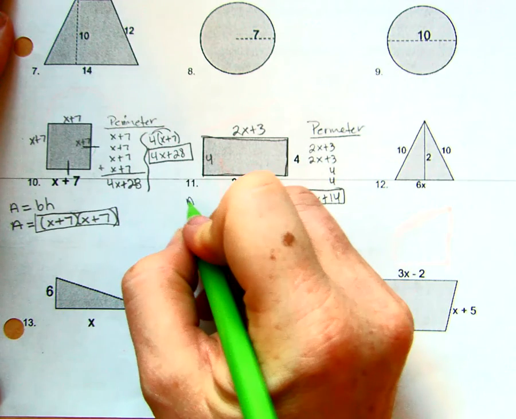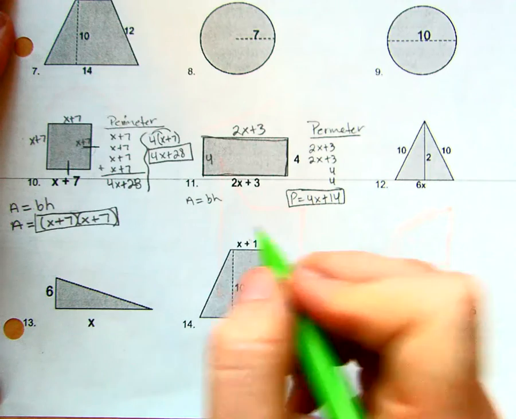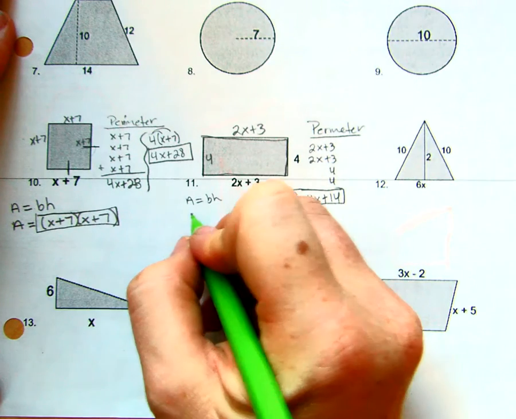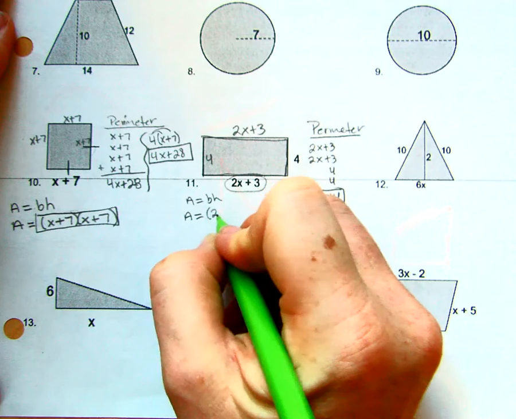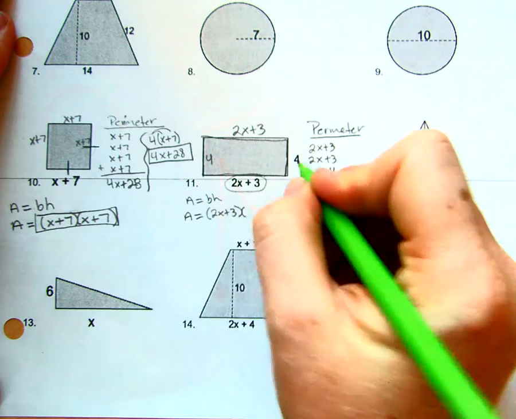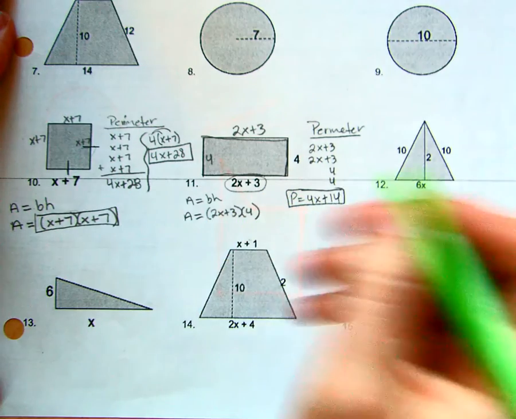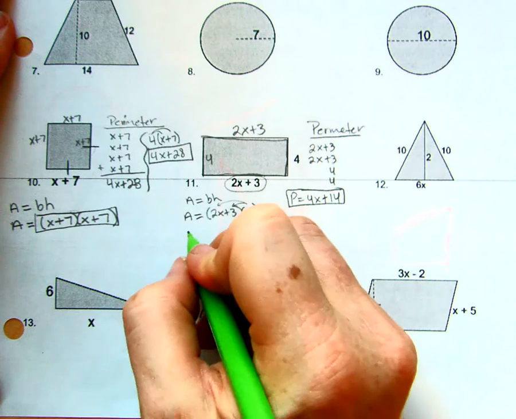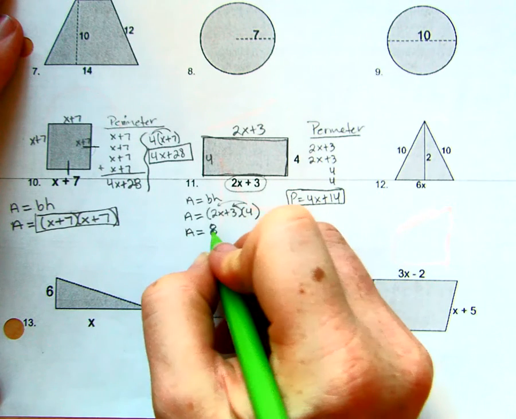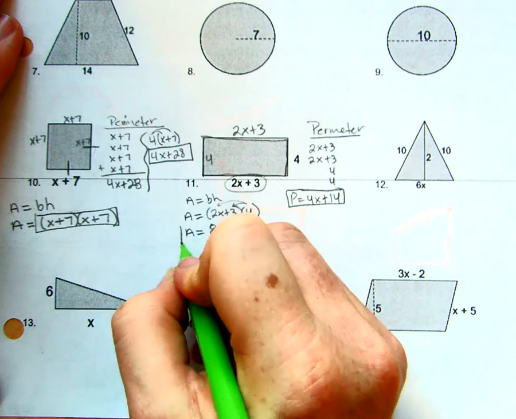If I want to find the area here, again, we're talking base times height. So in this particular problem, my base is 2x plus 3, and my height is 4. I need distributive property here to multiply both of these things times 4. So my area is 8x plus 12.